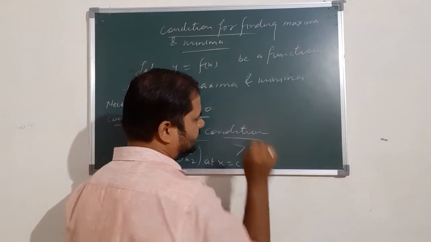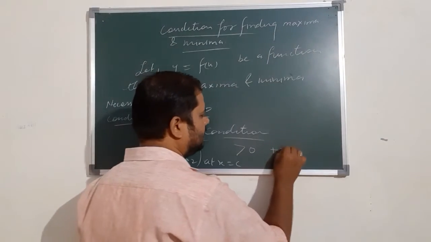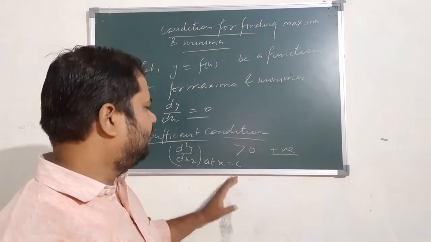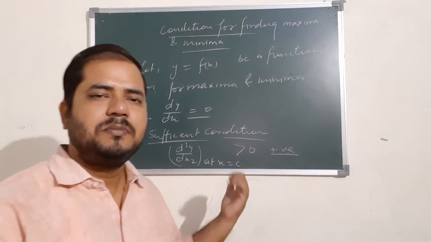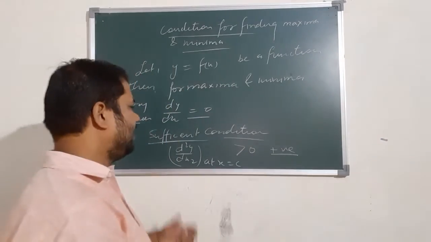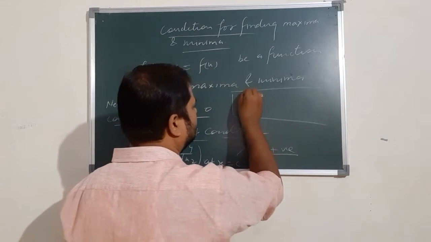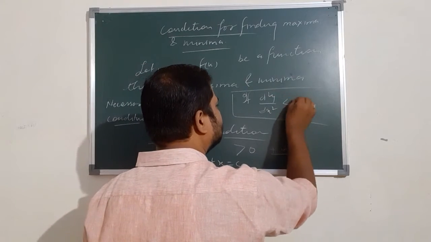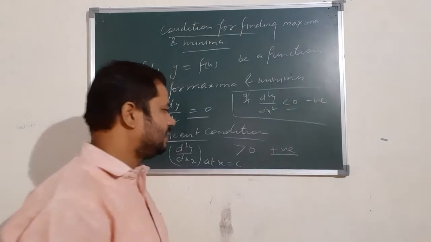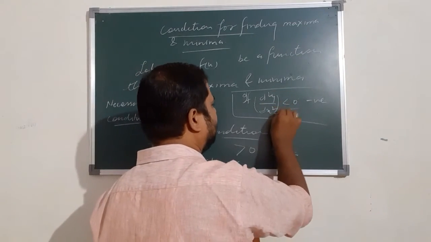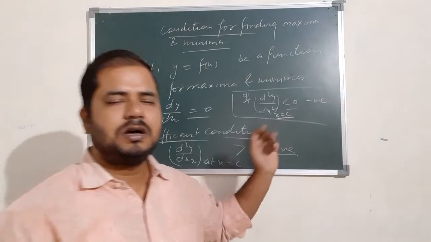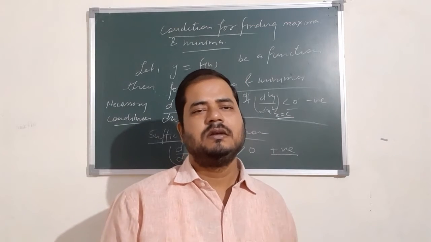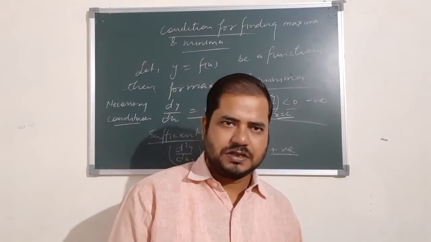If it is greater than 0, that means positive, then the given point is a point of minima, and at that point the value of the function is the minimum value of the function. Similarly, if d2y over dx2 is less than 0, that means negative, then x equals c is the point of maxima, and the value of the function at that particular point is known as the maximum value of the function. So note it down.